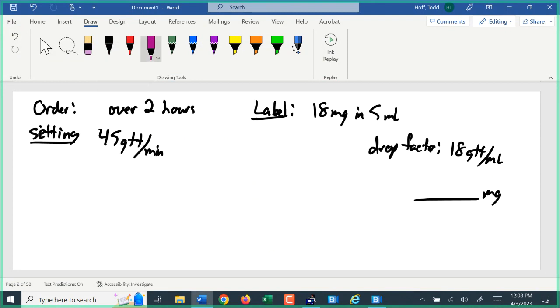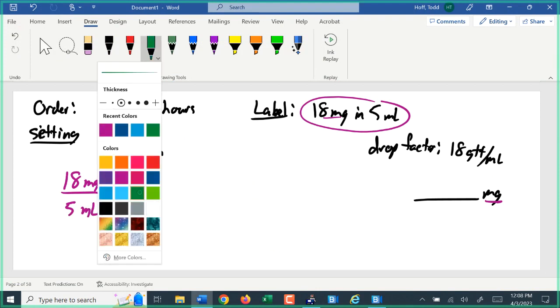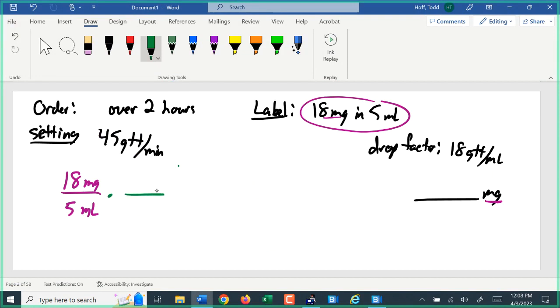So here again, you can start in a number of different spots. Could have started with the 2 hours, could have started with milligrams. Again, we know we want milligrams, so I'm going to start with something that already has milligrams in it. 18 milligrams is equivalent to 5 milliliters. Now we want to keep the milligrams, we want to get rid of the milliliters. So I'll put milliliters on top. Look for something, we have a drop factor has milliliters in it. That is saying 1 milliliter is equivalent to 18 drops. So the milliliters have canceled out. We now have drops. Well, I want to get rid of those drops.